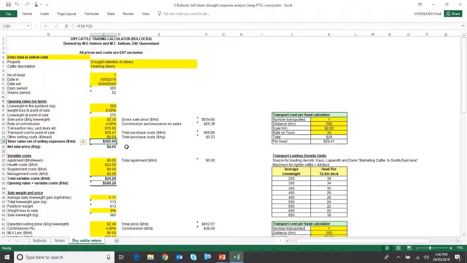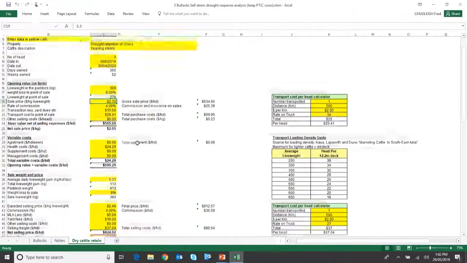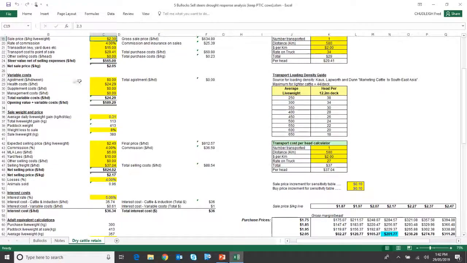So our net value on property is $5.65 or $2.05, even though we got $2.30 for them at the yards. Our variable costs, if we hold them, we've got some health costs, some other costs associated there. Probably in that, I've added in the supplement costs as well.